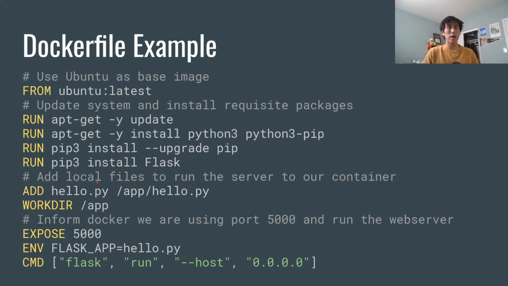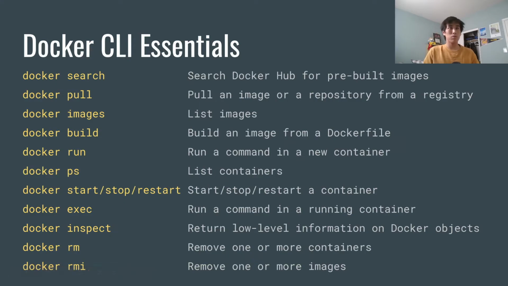We can also add local files to our container to run the server, by doing something like ADD hello.py into /app/hello.py, and then we can set the working directory to /app. Then all we have to do now is inform Docker that we're going to use port 5000, then set the entry point for Flask to hello.py, and then just do flask run --host localhost, and that's it.